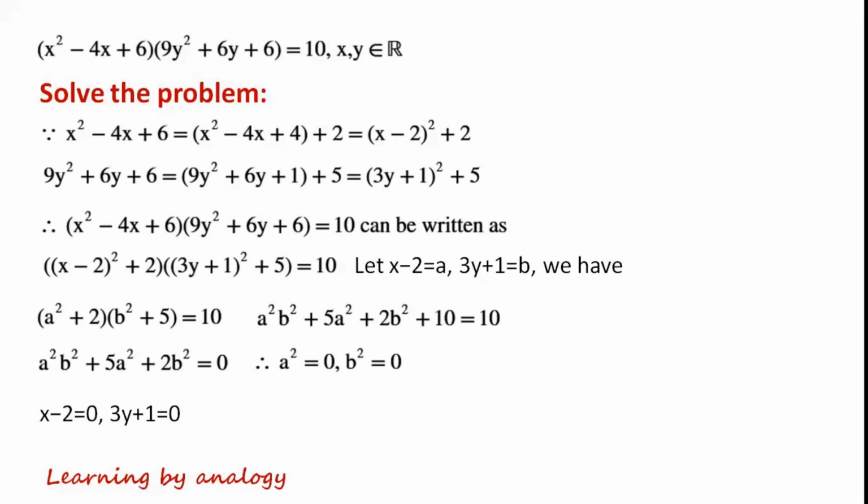From a squared equals 0, we know that a equals 0, which means x minus 2 equals 0. Similarly, from b squared equals 0, we know that b equals 0. So we can write 3y plus 1 equals 0. So x equals 2, y equals minus a third.